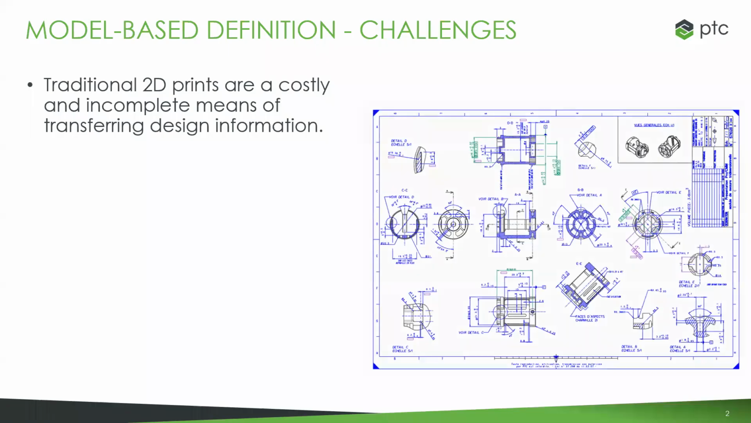A lot of times I like to start by going over some of the different challenges that we typically see out in the industry today around dimensioning and tolerancing, looking at it from the side of these 2D prints. They're oftentimes very costly and also incomplete when it comes to transferring design information. It can be really hard work. It's difficult to get all the information in there and can really lead to a mess.